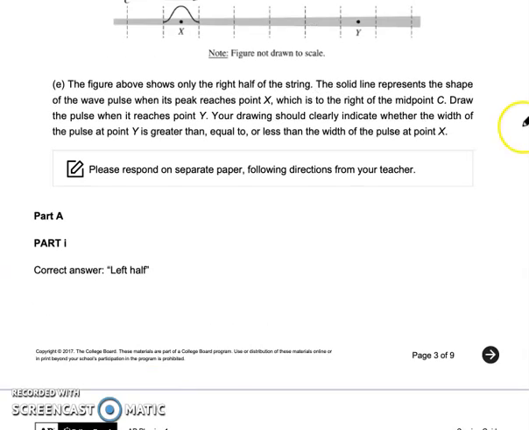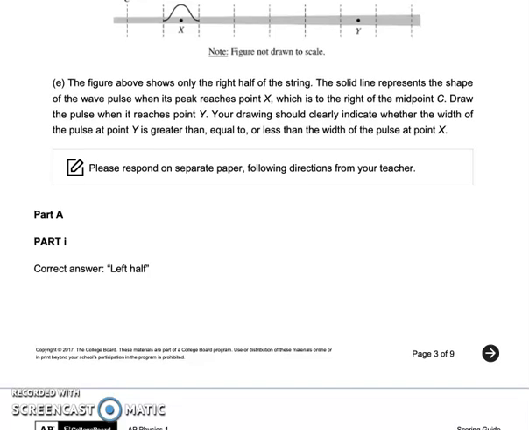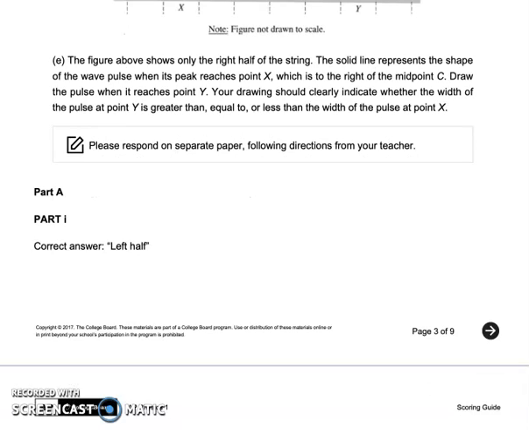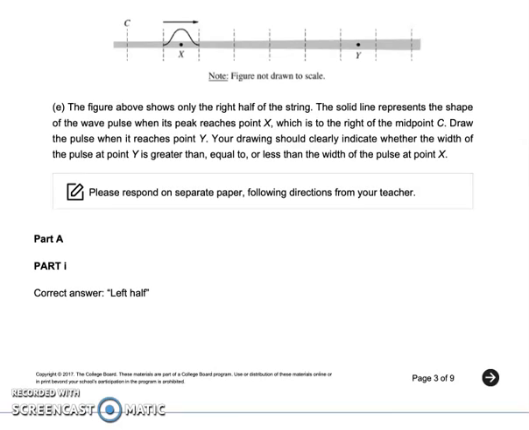My last question now, the solid line represents a pulse to the right of C. They want you to, on point Y, draw a pulse for when it reaches point Y. So you're going to draw a sketch. This is just built off of the first question, part A.